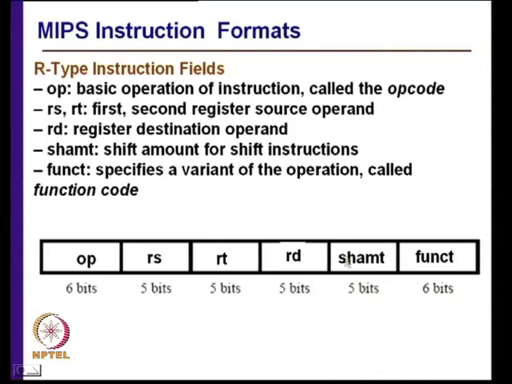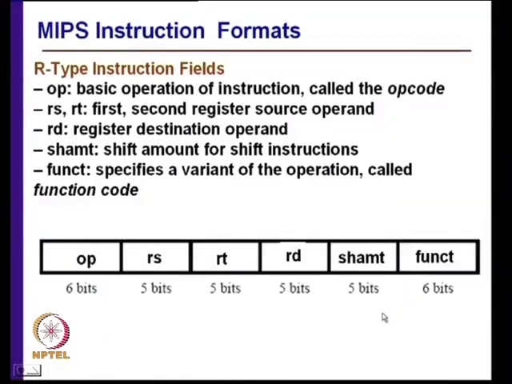And this is the shift amount for shift instruction. This one is only used when you are performing shifting. So, you can not only do shifting by 1 bit, you can shift a number by 2 bits, by 4 bits, by 8 bits, that can be specified by the 5 bit number. So, you can shift up to 32 bits, and as you can see this is the shift amount which is provided as part of this instruction, but this is applicable only when you are using shift instructions. So, this field is not used for all other instructions, it is used only for shift instructions. Then function specifies a variant of the operation called function code.